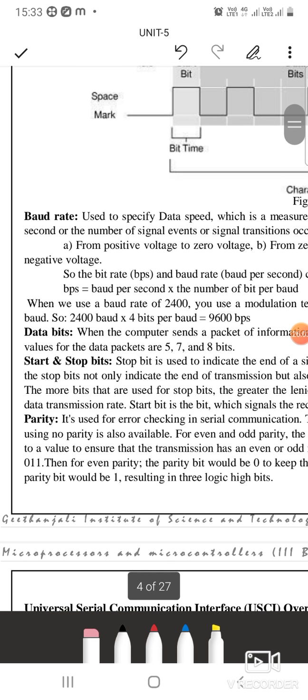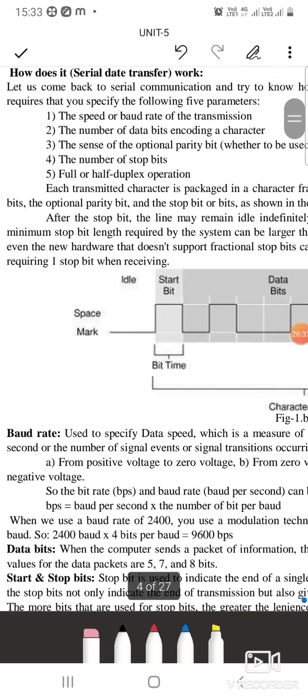So these are the 5 important parameters that we need to consider while working on serial communication. The rate at which you are transmitting the data, the number of bits you are encoding in a character, how many start bits and stop bits you are using, and whether parity bits are used or not. If used, whether even parity or odd parity, and the mode of communication you are using: full duplex, half duplex, or simplex communication.